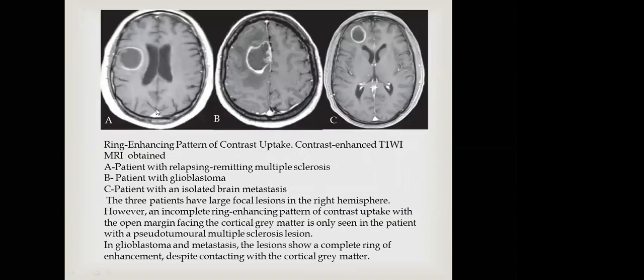These are three different patients. This is the multiple sclerosis tumor. This is an intracerebral tumor, and this is metastasis. Both of them had ring enhancement, while only the multiple sclerotic lesion or pseudotumor had an open ring enhancement facing the cortex and subcortical white matter. This is metastasis, however it is in the subcortical or gray-white matter junction, but it is a complete ring enhancement. This is the way to differentiate the pseudotumor from the metastasis and the glioma.